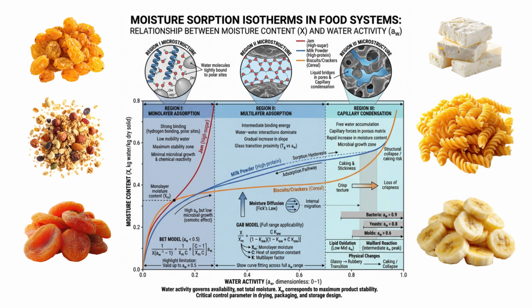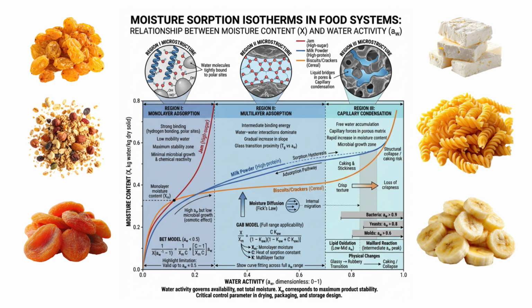We can divide this curve into three distinct regions, each representing different physical and molecular interactions of water within the food matrix. Let us start with region 1, known as monolayer adsorption. In this region, water molecules are strongly bound to specific active sites on the surface of food components, such as proteins, starch, and other polar molecules. These interactions are primarily hydrogen bonds and ionic interactions. The water in this region has very low mobility and is not available for microbial growth or most chemical reactions.